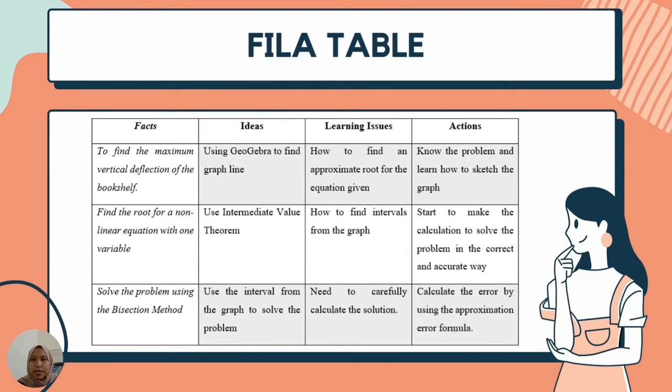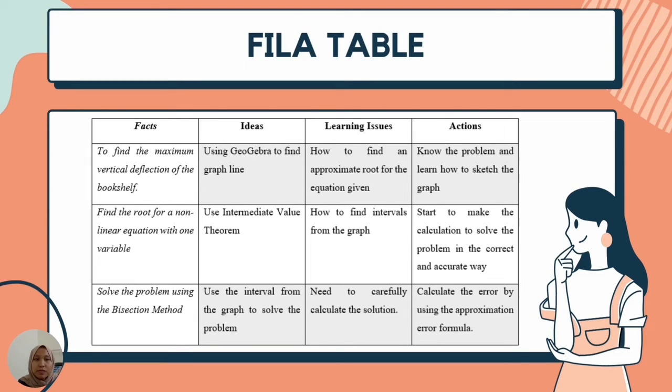I will continue to present the methodology part with the pillar table. In the pillar table, we have the facts, ideas, learning issues and action. In this study, we got 3 facts to be solved. First one is to find the maximum vertical deflection of the bookshelf. We have the idea to use the GeoGebra website to get the graph line from the given equation. The learning issue is that we need to find the approximate roots for the equation. So we have known the solution and learned how to sketch the graph.